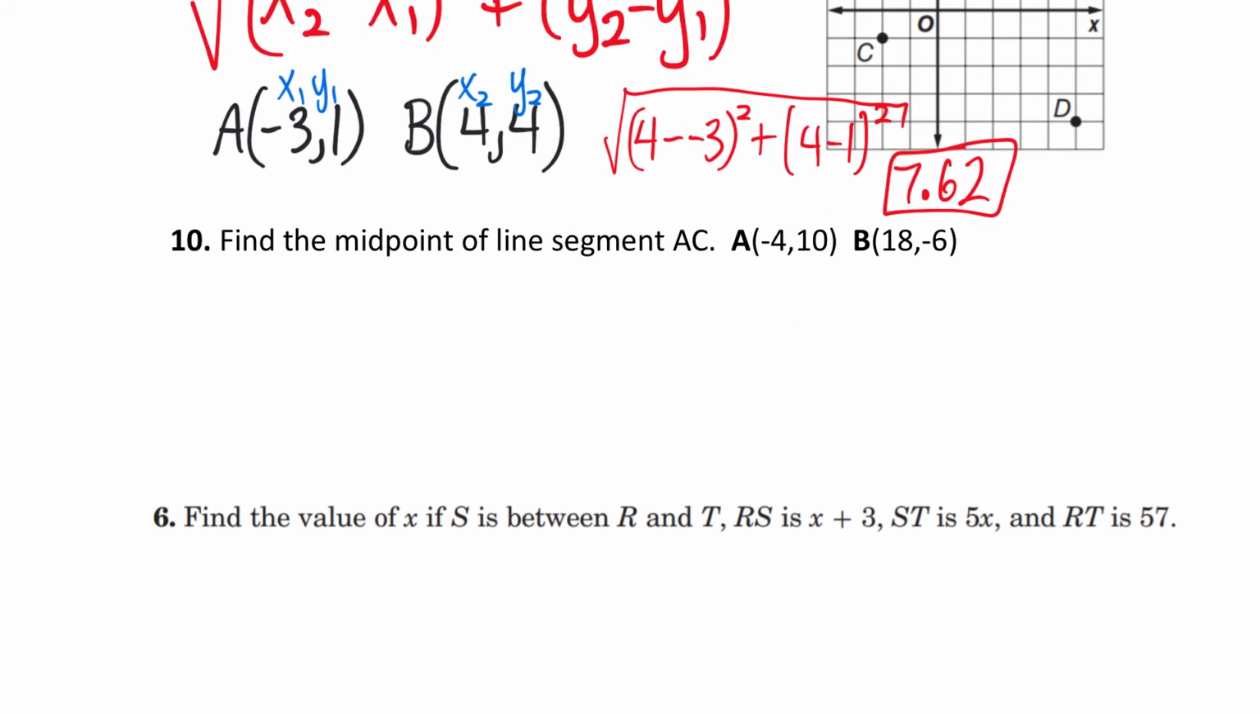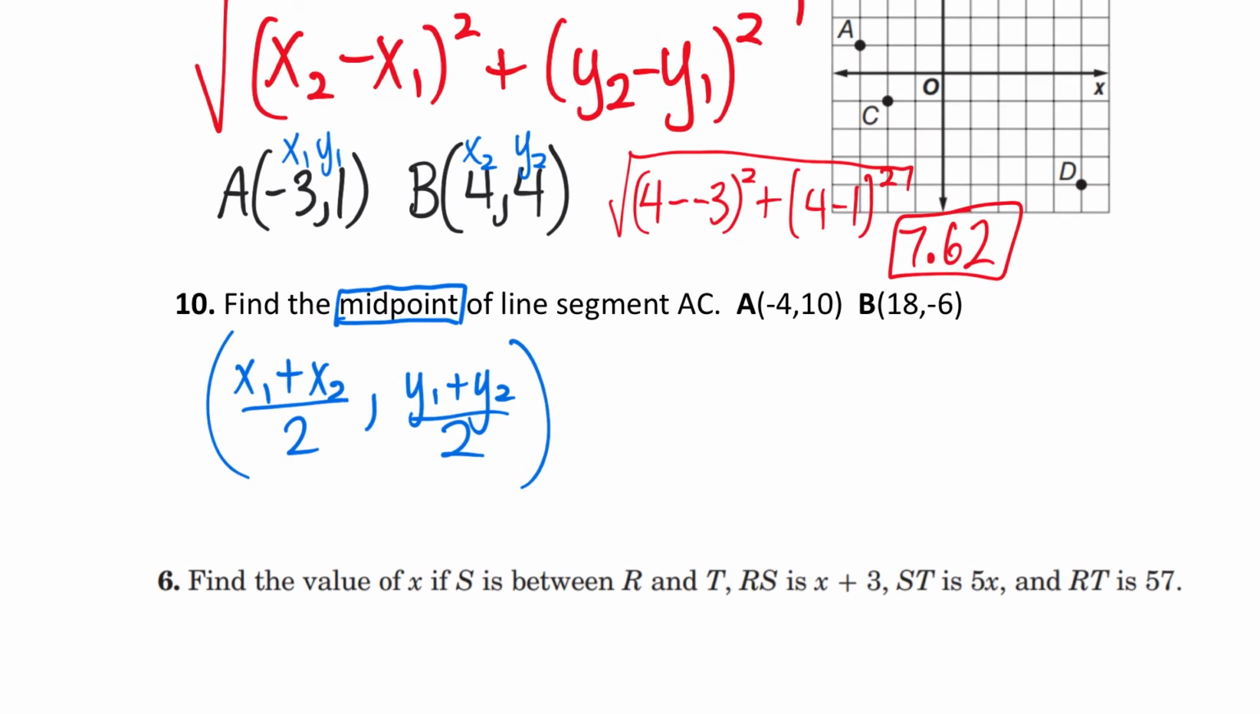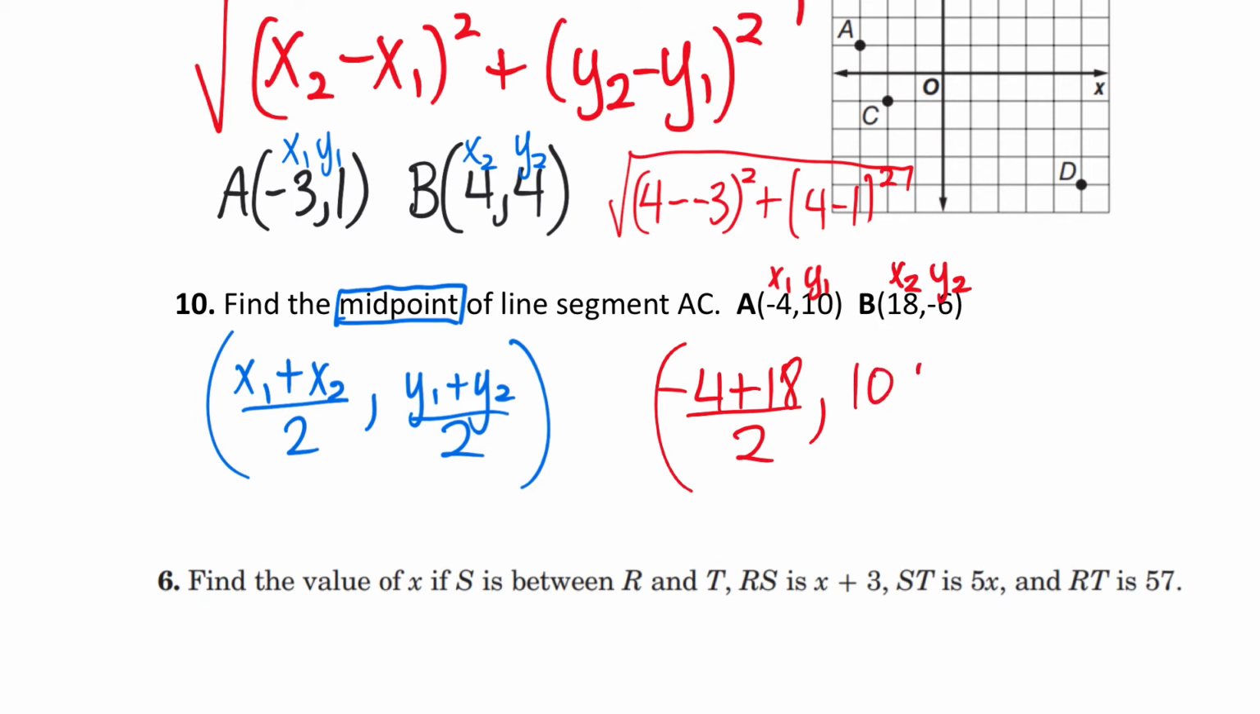Okay, number 10 says find the midpoint. So the formula for that is x1 plus x2 divided by 2, and y1 plus y2 divided by 2. I'm going to label these points x1, y1, x2, y2. So we're going to have -4 plus 18 divided by 2, and we're going to have 10 plus -6 divided by 2.